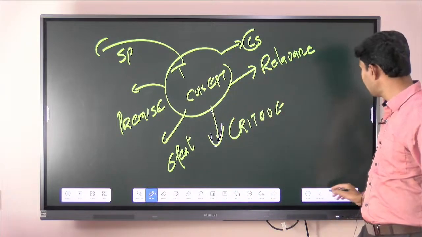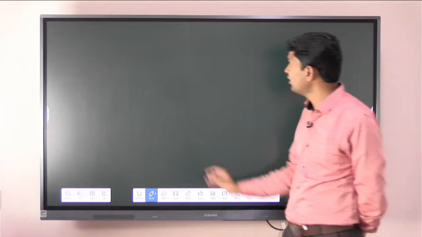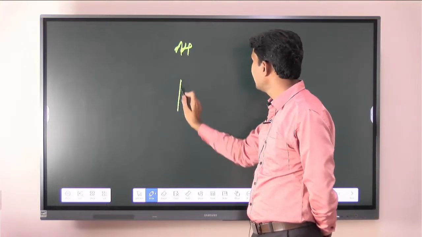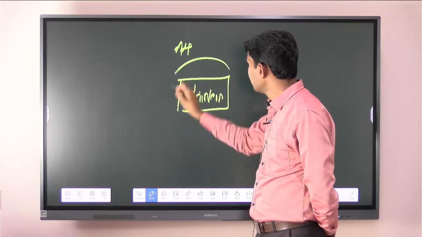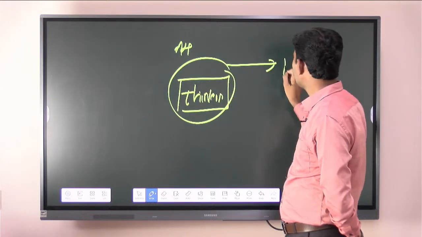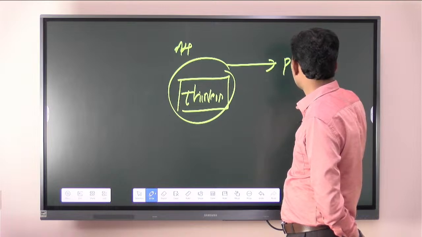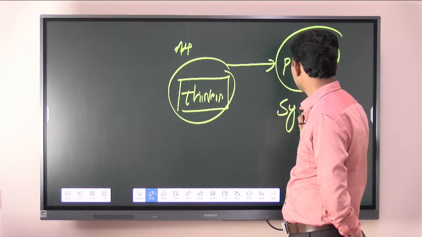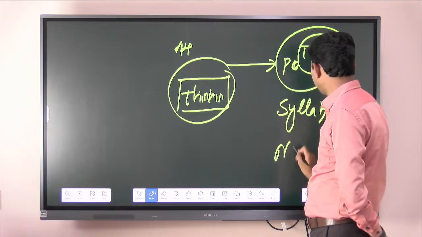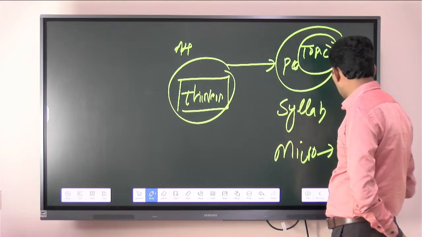If at all you are serious about sociology optional and thinkers, in one A4 paper, write the concept of the thinker and look at the previous questions on that specific topic. This is not only for this topic, any topic. First syllabus, then micro topic. After that, look at the previous questions.